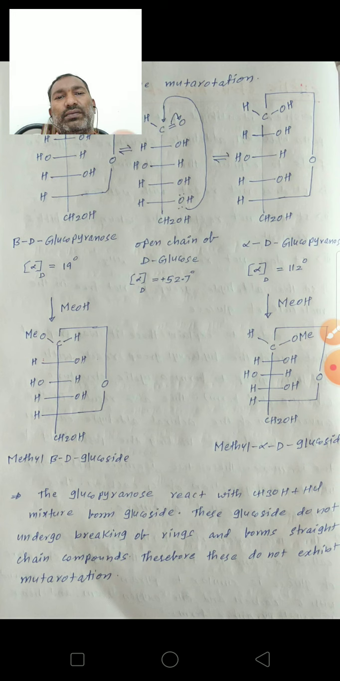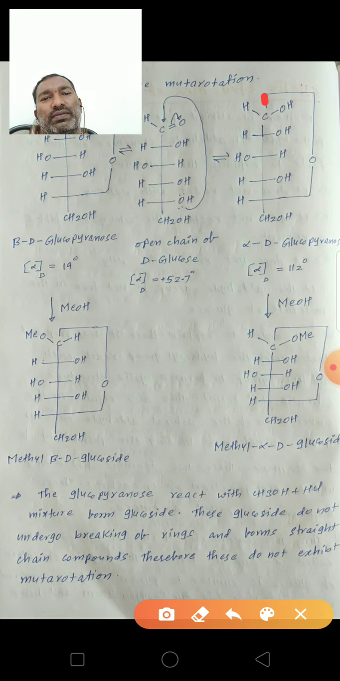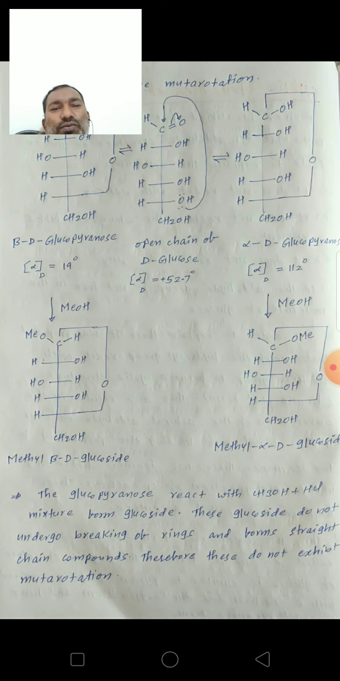These pyranoses contain cyclic structures with 5 carbon atoms and 1 oxygen. See here, this is the first carbon, second carbon, third carbon, fourth carbon, fifth carbon: 5 carbons and 1 oxygen. So in the cyclic form, this is known as pyranose: alpha D-glucopyranose and beta D-glucopyranose. In alpha D-glucopyranose, the first carbon OH is on the right side, and in beta D-glucopyranose, the first carbon OH is on the left side.